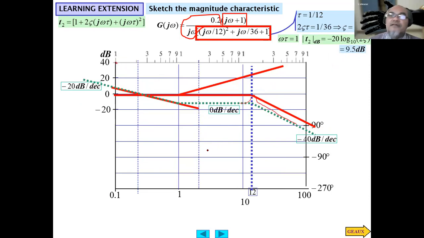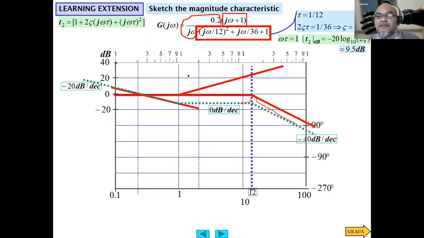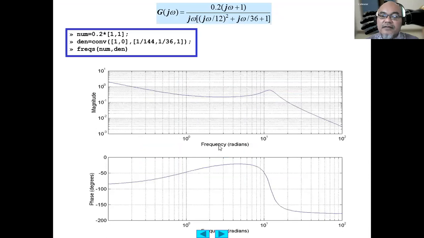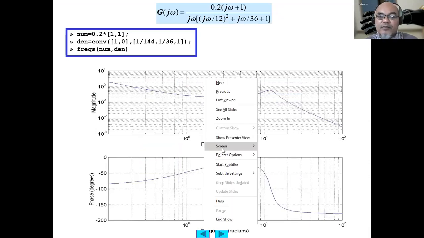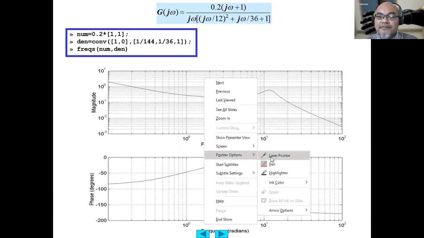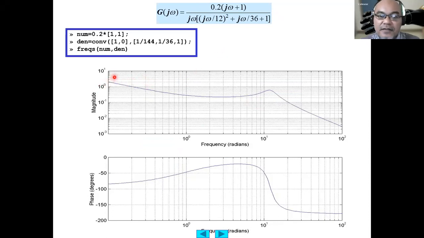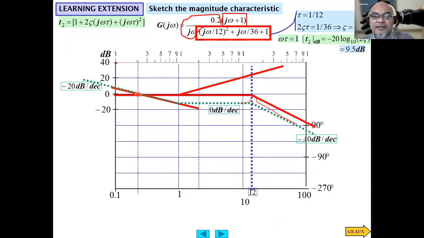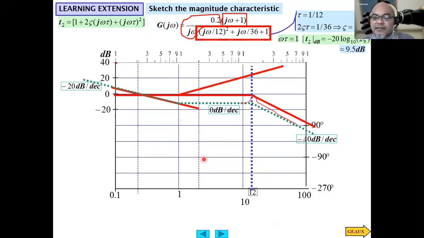Okay, 9.5 decibel. So this is if we draw using a computer, using a program. So see here, if you compare with the previous one, there is an increase at the break frequency of 12 radian per second. And the phase, this is the phase frequency. We did not try to estimate the phase.